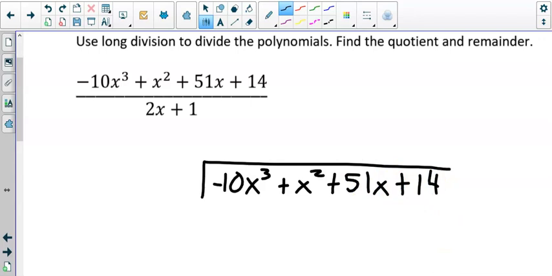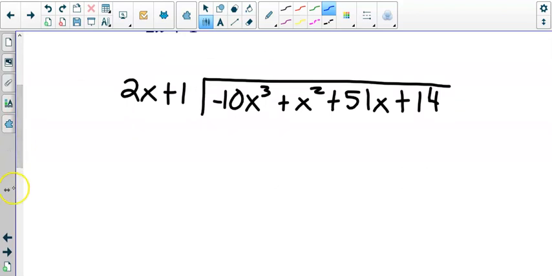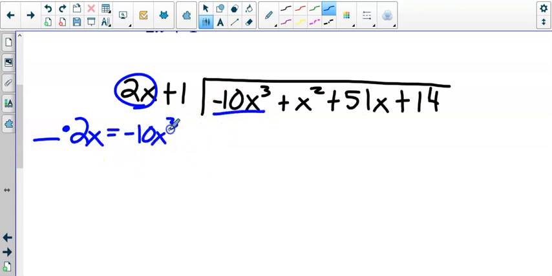So that's what is underneath the division. That means the denominator must go in front. All right. So long division is just like regular division of numbers. So we're going to ask ourselves, what times the 2x will help us get rid of the negative 10x cubed?